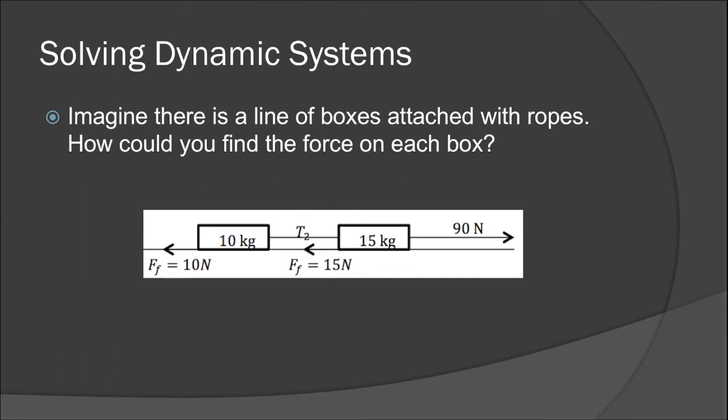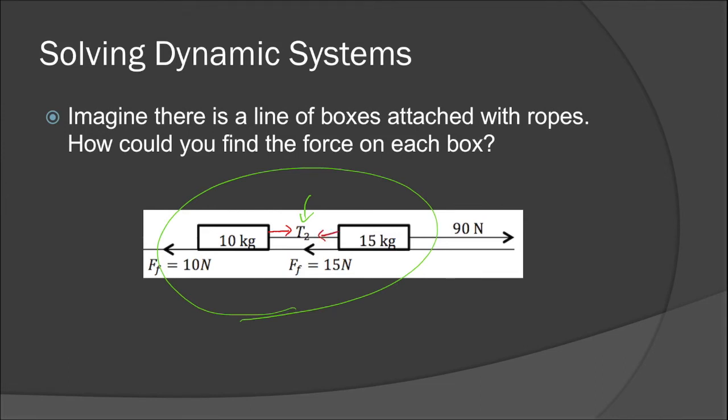When we have a system, any internal force is going to be canceled out by itself. For example, if we choose our system to be the 10 kilogram and 15 kilogram boxes, here our tension will cancel itself out. If we look at our 10 kilogram box and our 15 kilogram box, tension is pulling the 10 kilogram box towards the right. It is also pulling the 15 kilogram box towards the left.